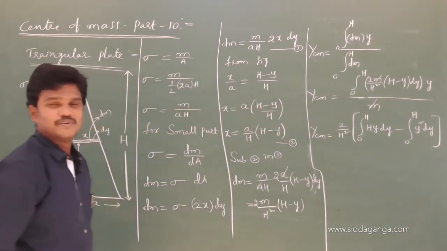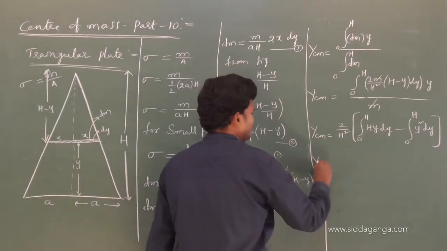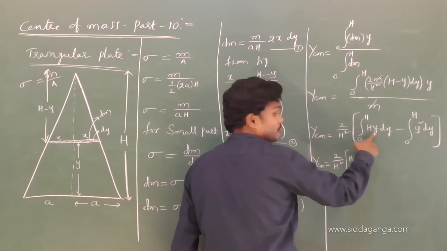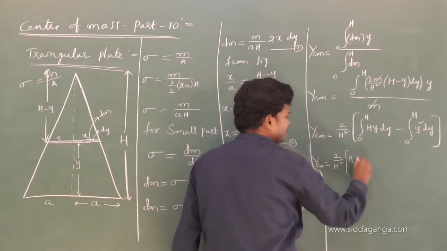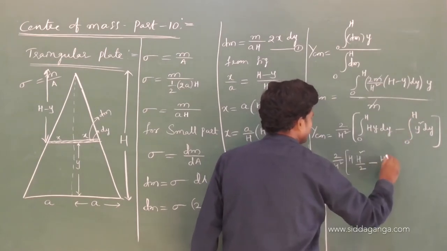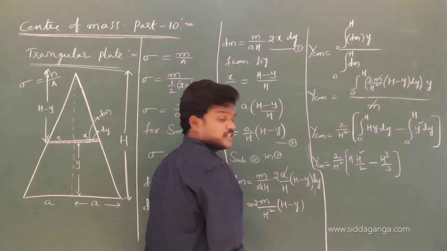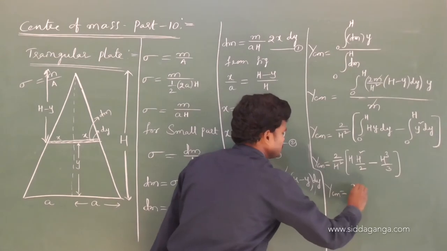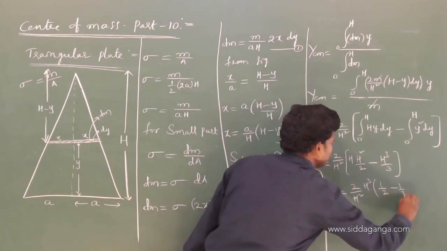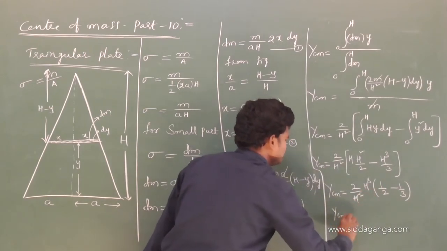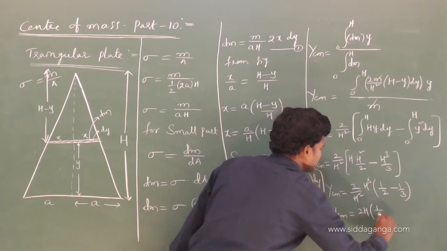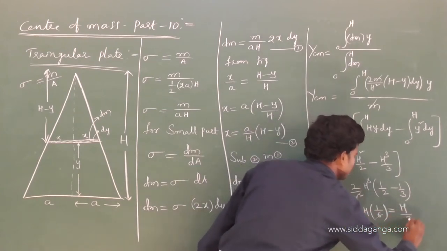Practice the integration, then this is nothing. So y center of mass is 2 by h square, this h you write outside, y integration is y square by 2, after applying the limits it becomes h square by 2, minus y square integration is y cube by 3, after applying the limits it becomes h cube by 3. Please check the integrations. I did a number of problems, so you try to check the integration here. Take h cube outside, 1 by 2 minus 1 by 3, h cube h square, and this y center of mass is 2 into (3 minus 2) by 6, so this is 1 by 6. Now finally I got h by 3.